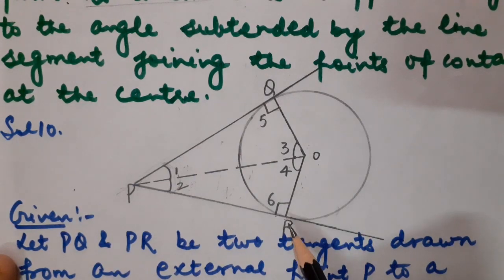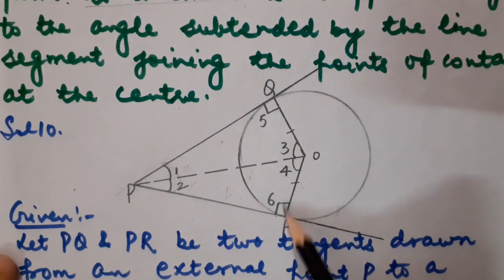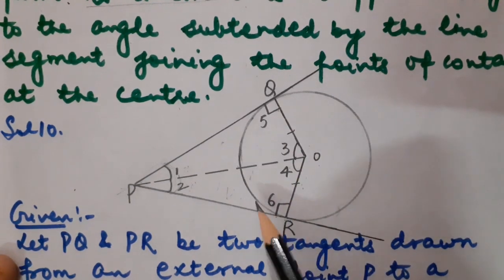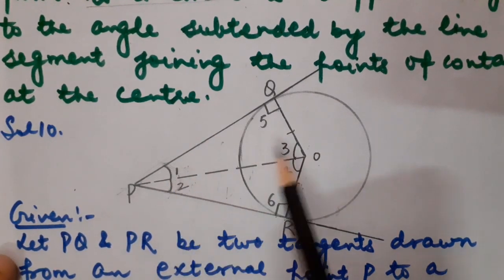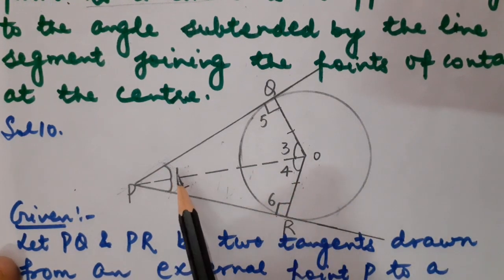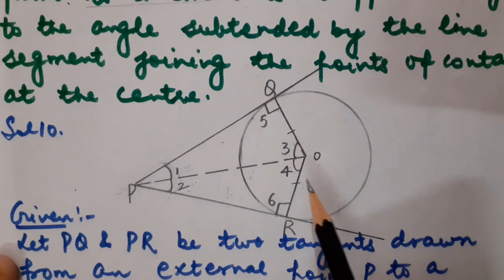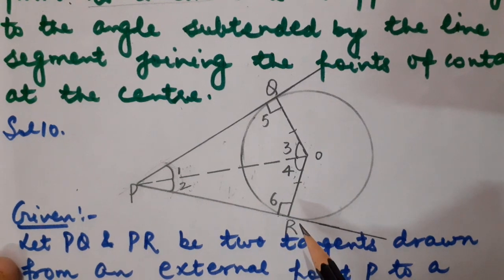Then the angle subtended by these two line segments at the center and the angle made between the two tangents are always supplementary. So in short, I have to prove that angle 1 plus angle 2 plus angle 3 plus angle 4 is equal to 180 degrees. Because supplementary angles are those angles whose sum is 180 degrees.